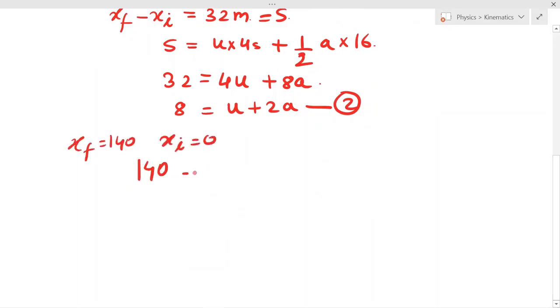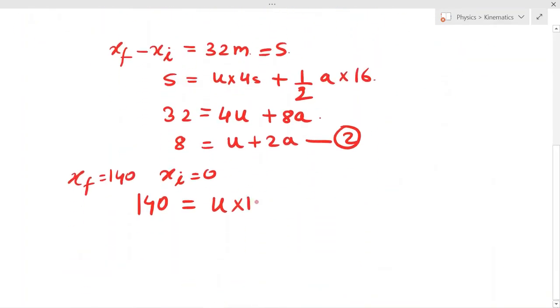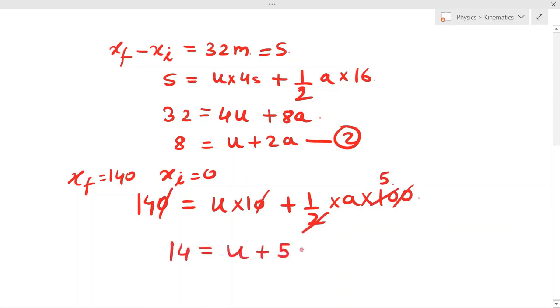That is the initial. So 140 is equal to u into t. Now the time taken will be 10 seconds. So this is 10u plus half a t square, that is 100a. So this 0 gets cancelled and this is 10 divided by 2. So this is 5. So this is 14 is equal to u plus 5a. This is the third equation.